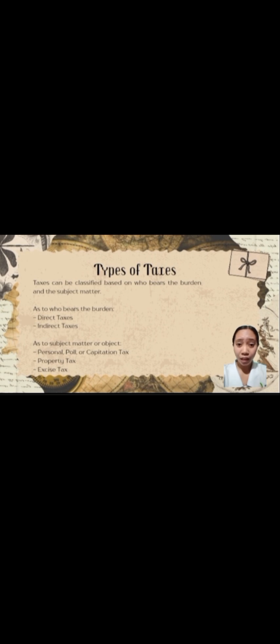Taxes are payments to the government that fund public services and infrastructures. Taxes come in various forms, each with its own characteristics and impact. Understanding these different types is crucial for business and individuals. Taxes can be classified based on who bears the burden and the subject matter.